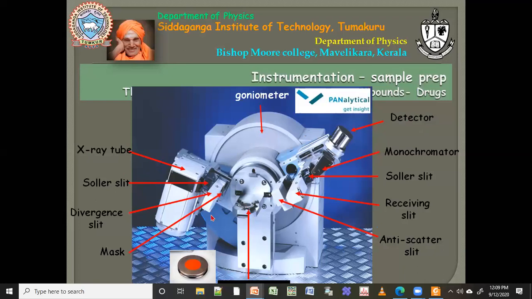If it is destructive interference, you won't get any X-ray in the detector. That's all. Okay, very simple. That is why I explained the X-ray diffraction in the previous part. Now, why do you need all these things?